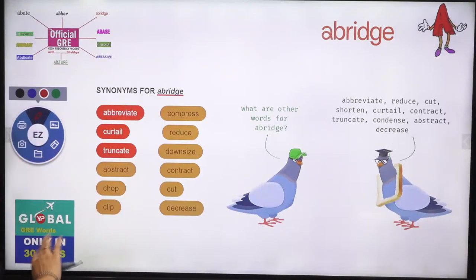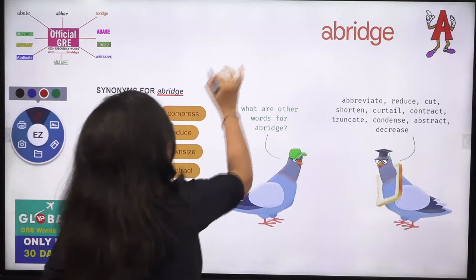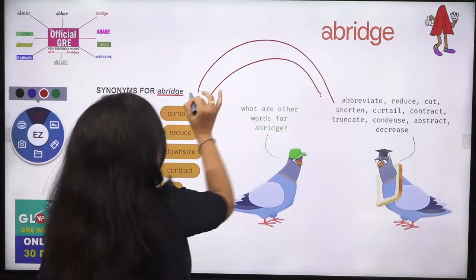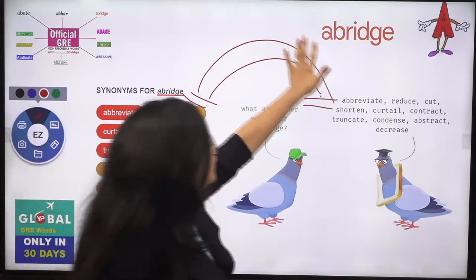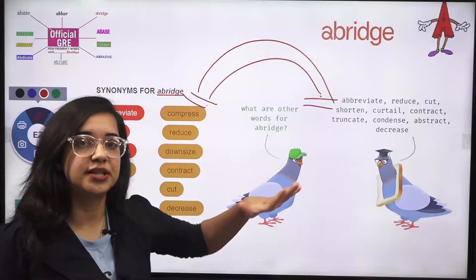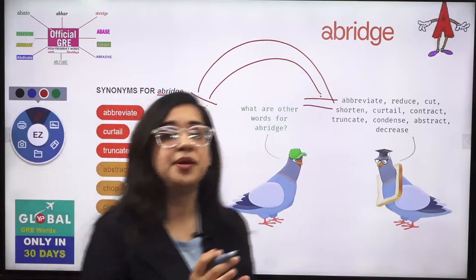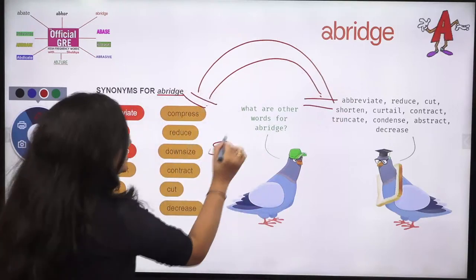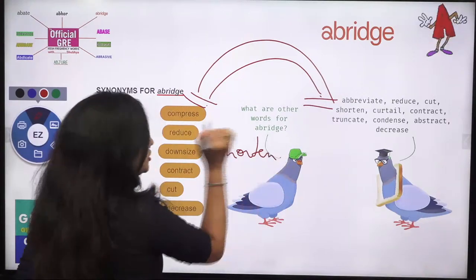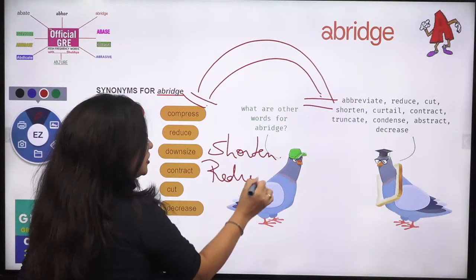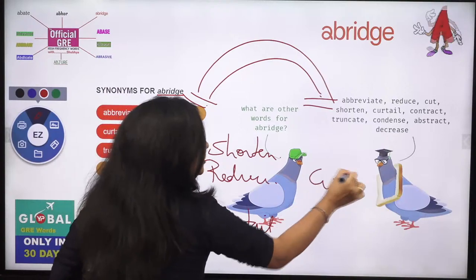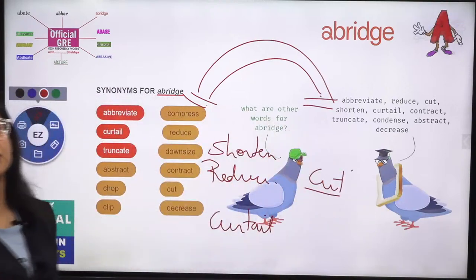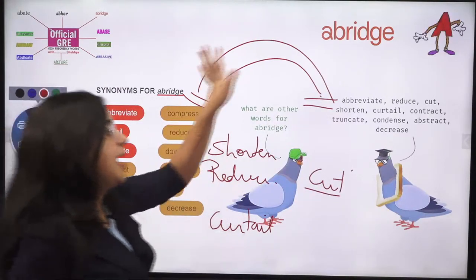Next is abridge. Now this is a very simple word, bridge. What the bridge does, suppose it is in one city and another. Bridge aapki length ko kya kar deta hai, reduce kar deta hai, theek hai? So abridge means when you shorten something, aap chota kar rahe ho us cheez ko, reduce kar rahe ho, curtail kar rahe ho, cut kar rahe ho. To jab aap kam kar dete ho kisi cheez ko, that is termed as abridge, right?